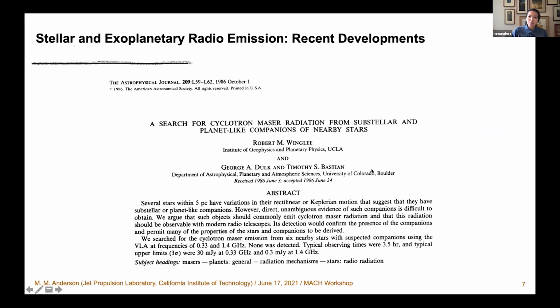So people have been looking for signs of exoplanetary radio emission through this mechanism I've just described for longer than we've known there have been exoplanets. So this is one of the first papers I could find looking for this type of electron cyclotron maser emission from nearby planets. That was a paper from 1986.